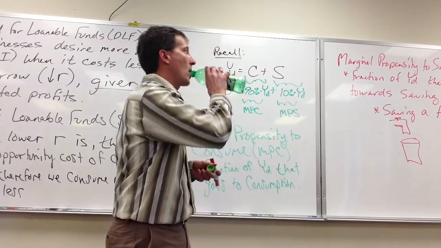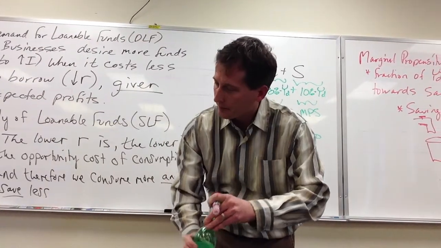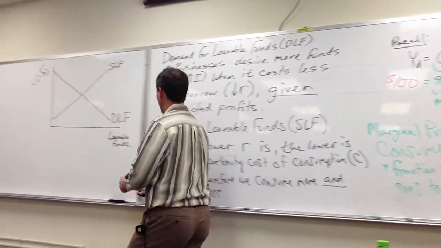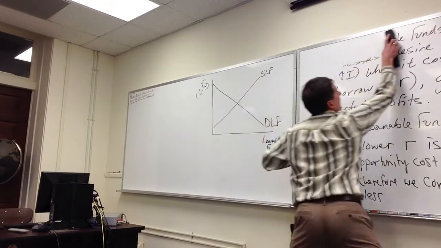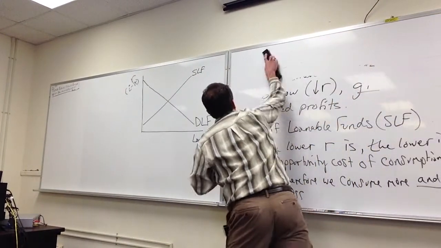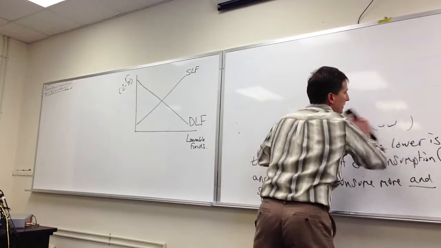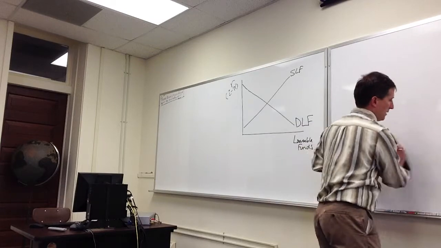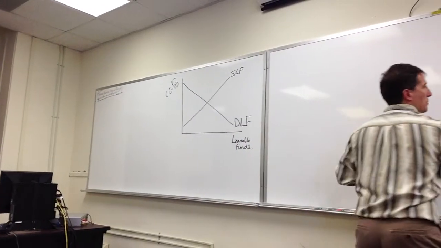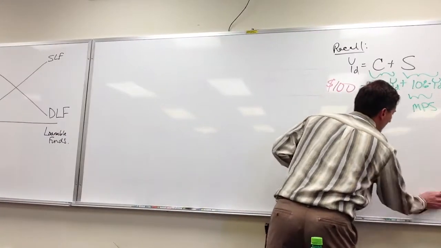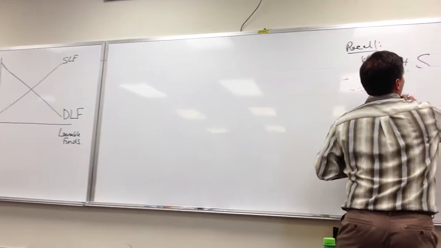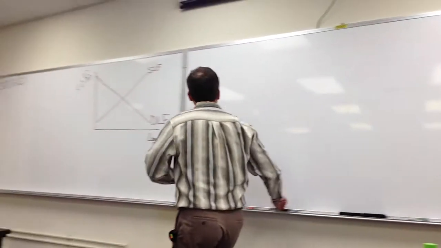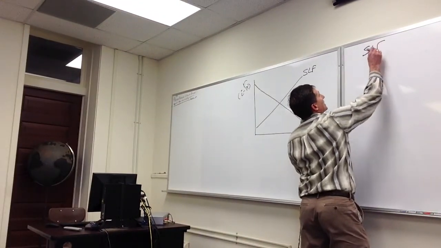Okay, shifters. What causes these puppies to move around? For businesses that are attempting to maximize profits, it is those expected profits that we held constant in the definition. They are going to be the shifters. So let's just call them SLF shifters.